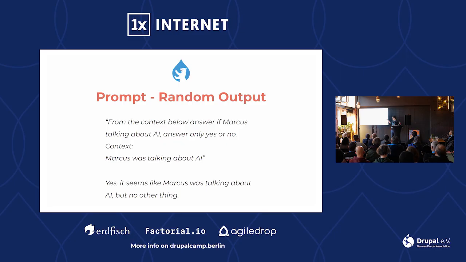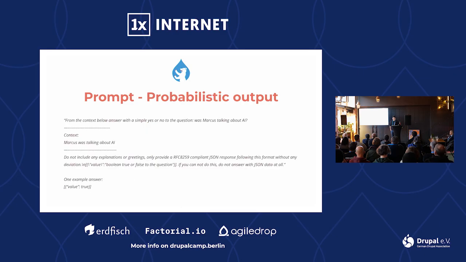But if you ask this from the context below, answer if Marcus is talking about AI, answer only yes or no. Context, Marcus was talking about AI. And maybe you have built some regex there looking for yes or no. And then it answers something like this. Yes, it seems like Marcus was talking about AI, but no other thing. All of a sudden you have a yes and a no in there, and you don't know what I should actually react on.